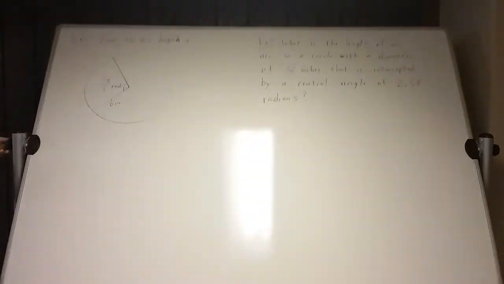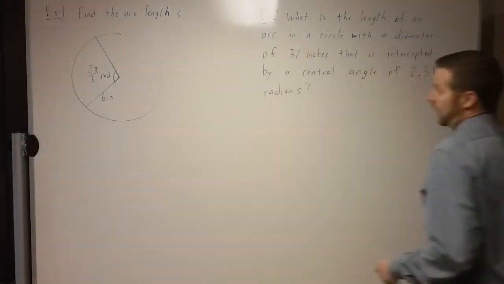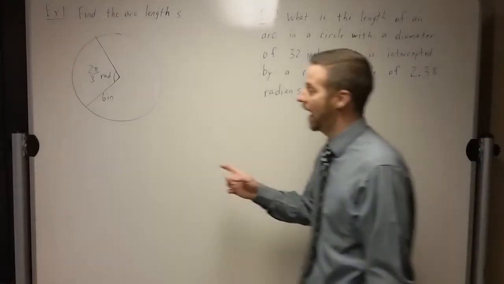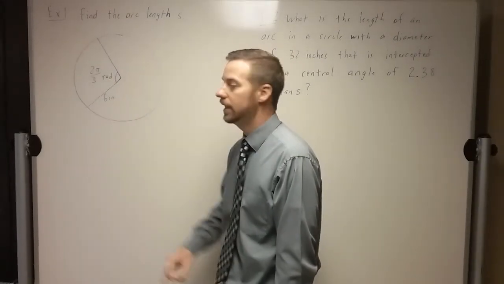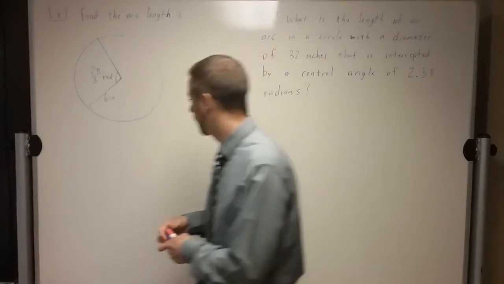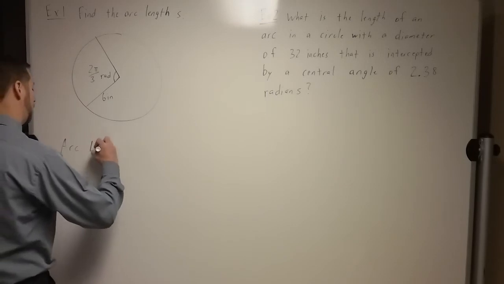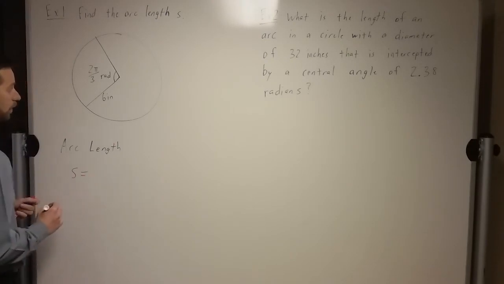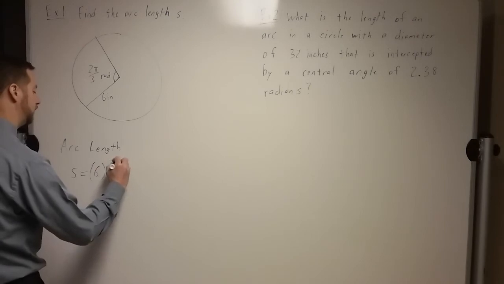So the big thing we found out is if we want to do arc length, we do radius times the angle in radians. And so I've got an angle here on example 1. We have 2 pi over 3 for the angle. So that's the angle in radians, 2 pi over 3 radians. And the radius on this circle is 6 inches. And so if I want to find the arc length here, and I'm going to call it S for arc length, we would want to do the radius 6 times the angle in radians, which is 2 pi over 3.